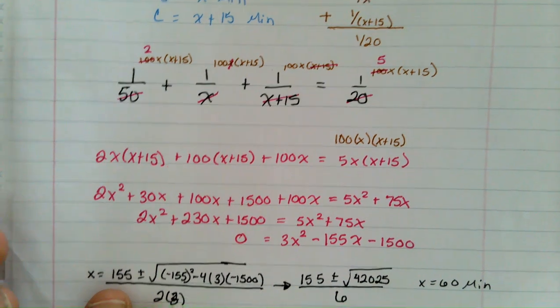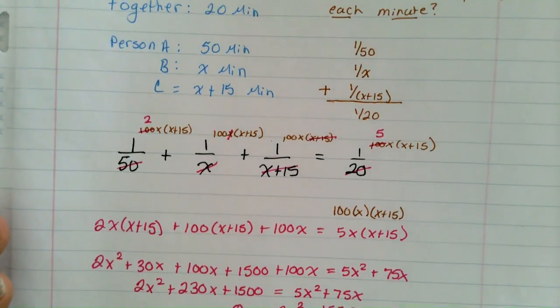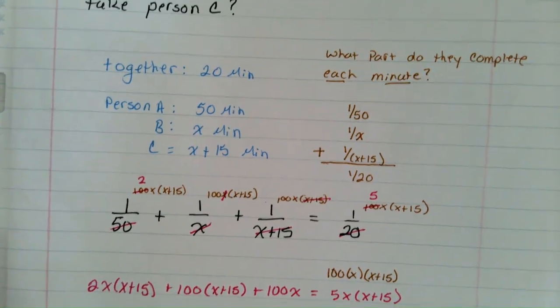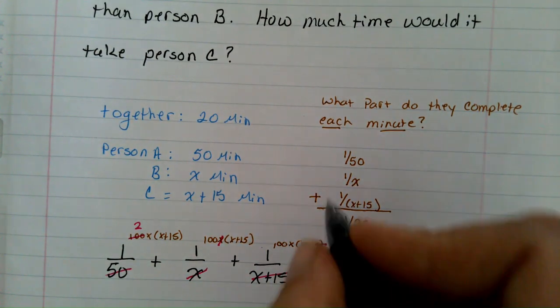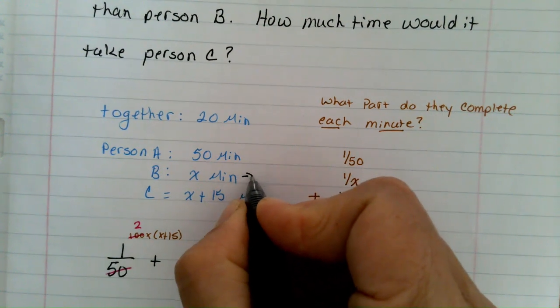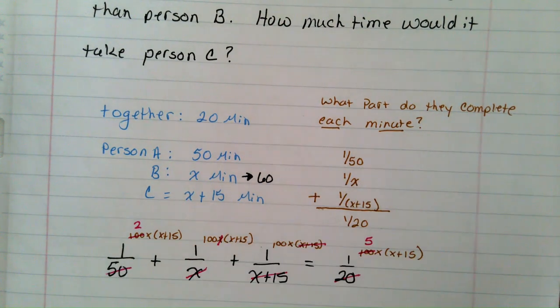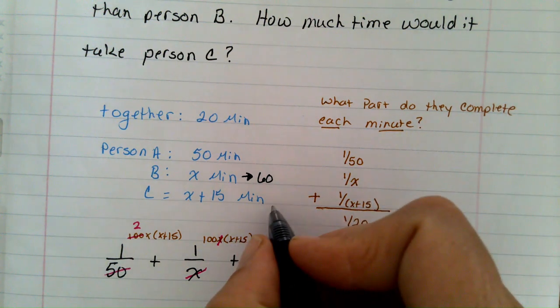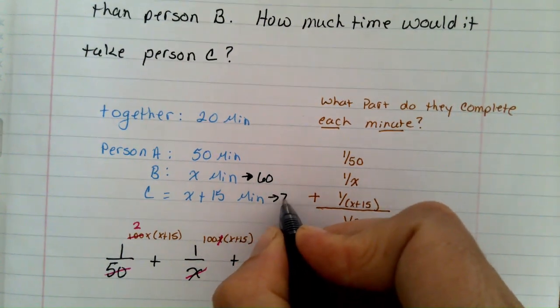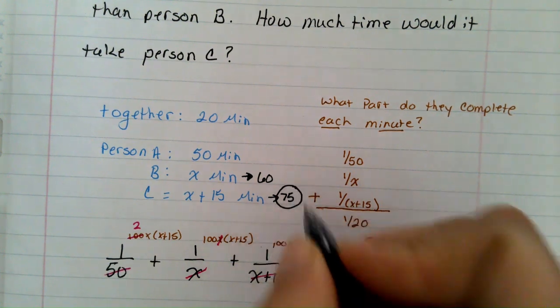X stood for person B, but they asked us how much time it would take person C. So if this person is taking 60 minutes because they do 1/60th a minute, then person C would take 75 minutes, and that would be your final answer.